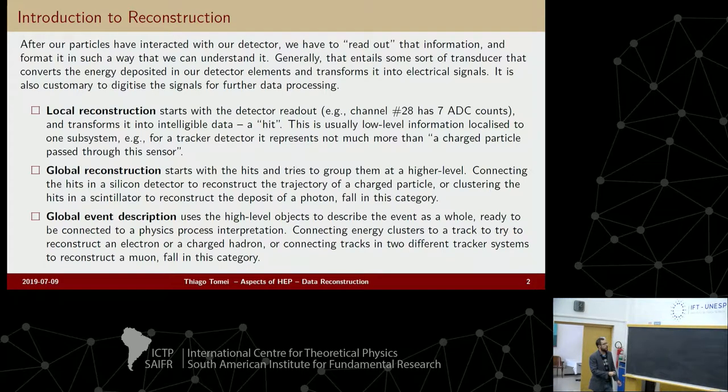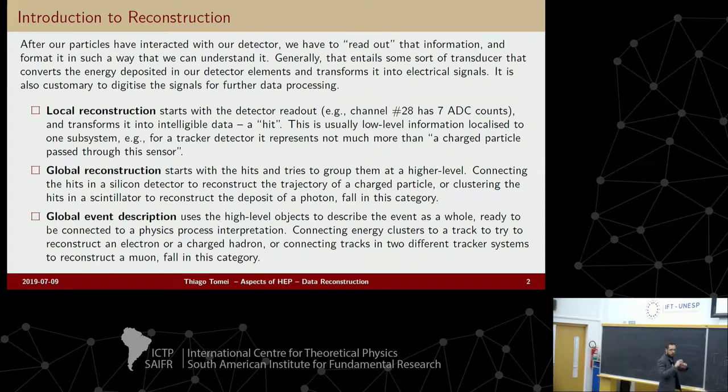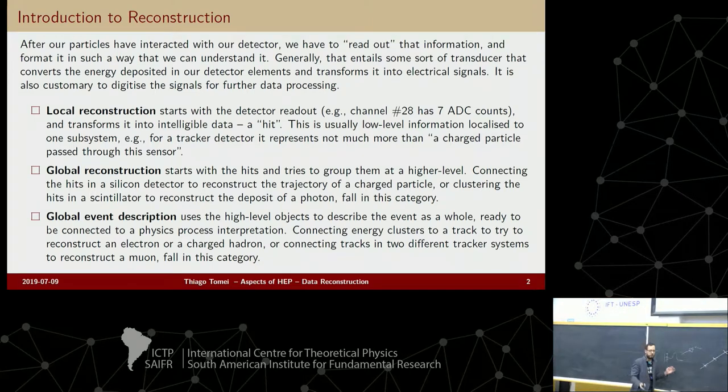Or you connect a track in two different tracker systems, for instance, in the first one and in the last one, like I showed you before, and you know that the only particles that arrive in the end are the muons. So here you manage to reconstruct a muon. As I said, it's very detector dependent, especially the first part. I'm going to give examples. But the overall idea is this, and as usual, stop me if anything is not clear.